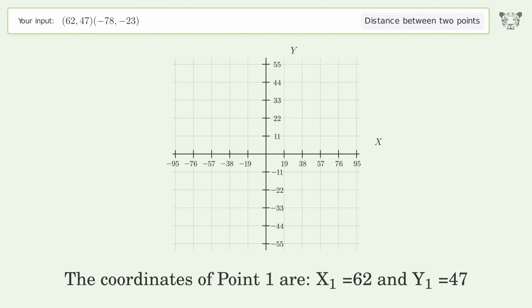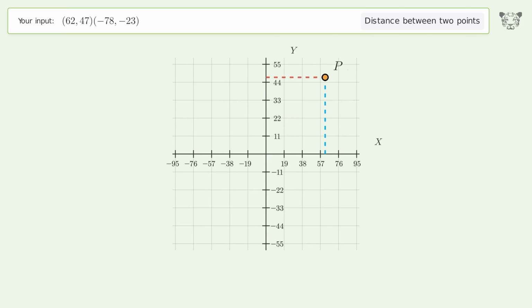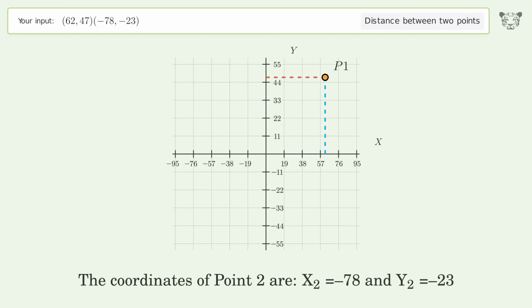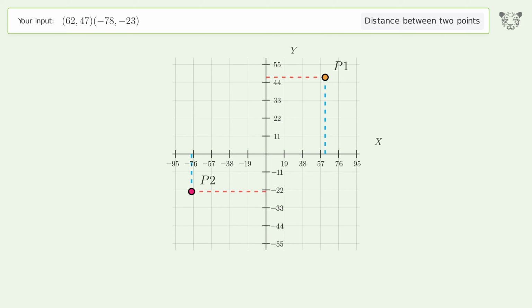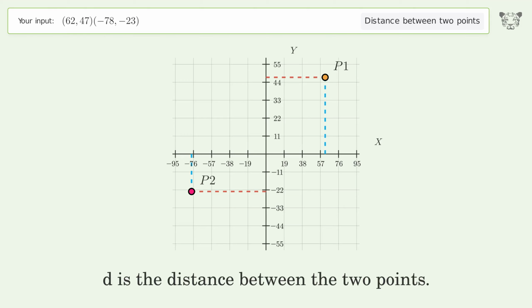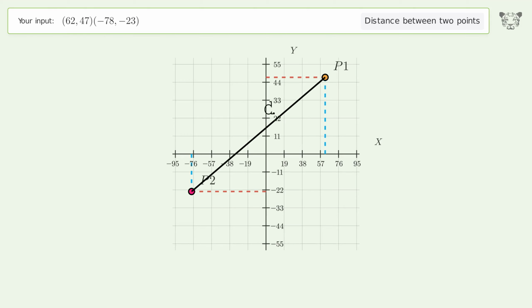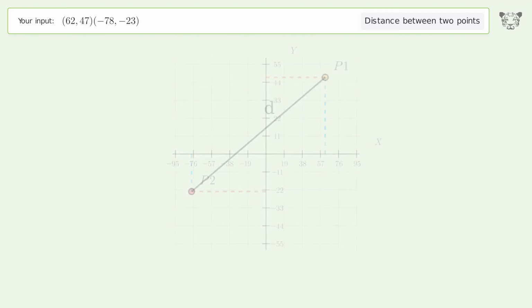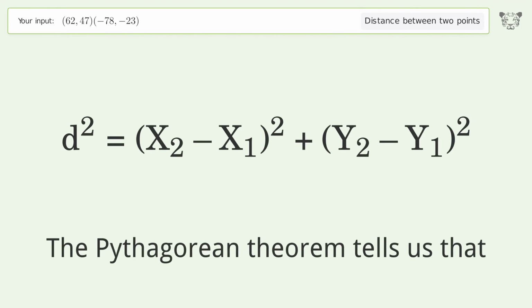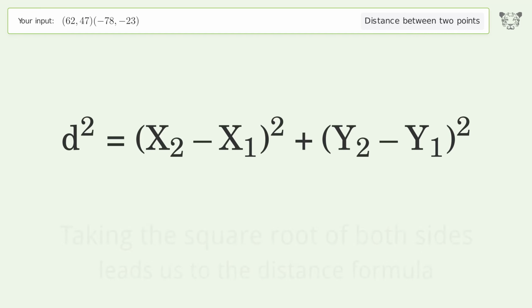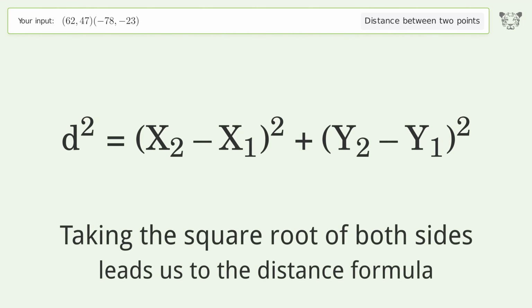The coordinates of point 1 are, x1 equals 62 and y1 equals 47. The coordinates of point 2 are, x2 equals negative 78 and y2 equals negative 23. D is the distance between the 2 points. The Pythagorean theorem tells us that taking the square root of both sides leads us to the distance formula.